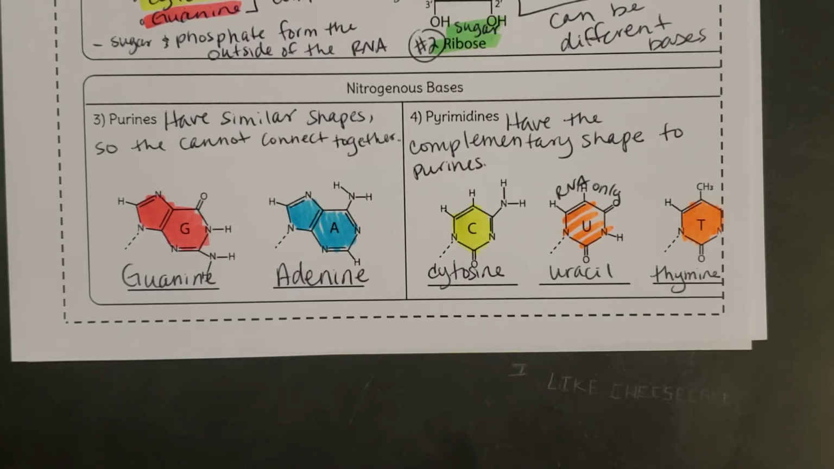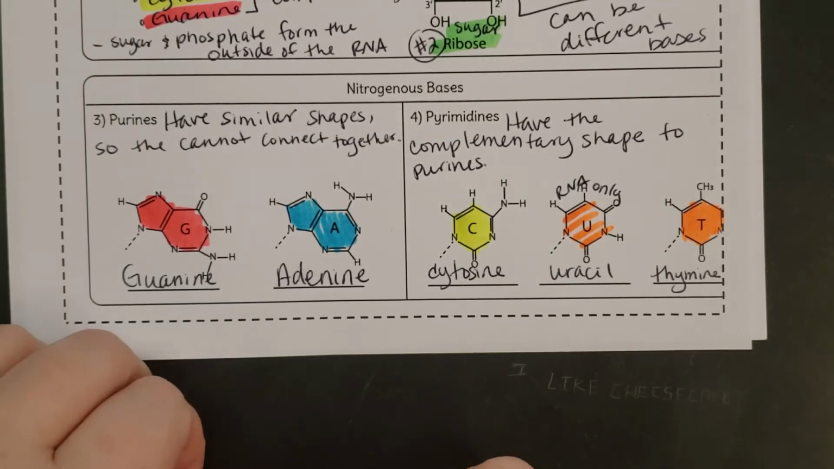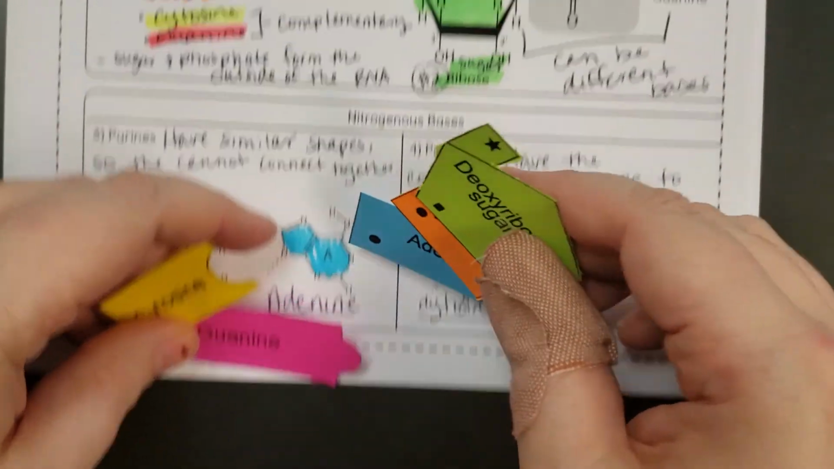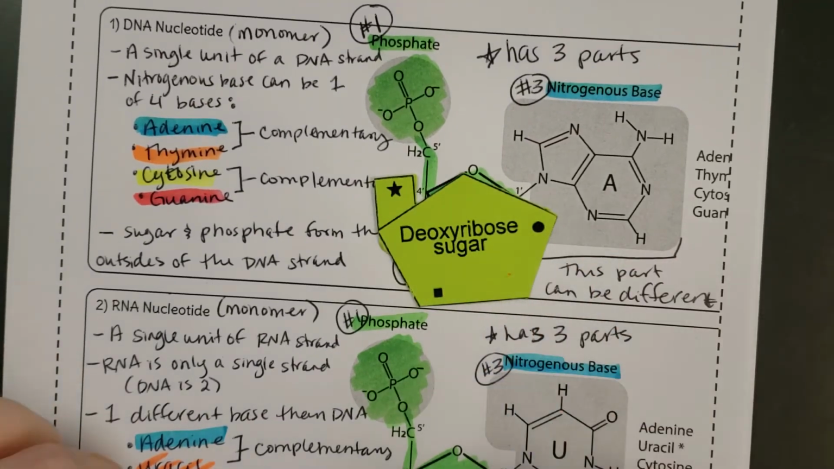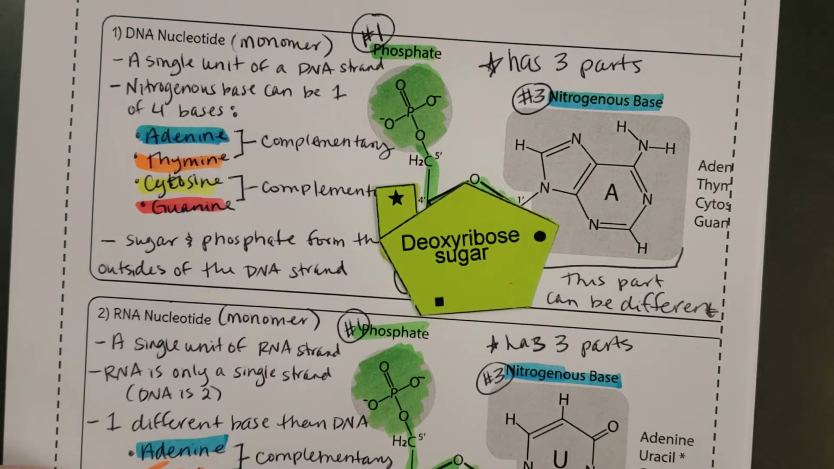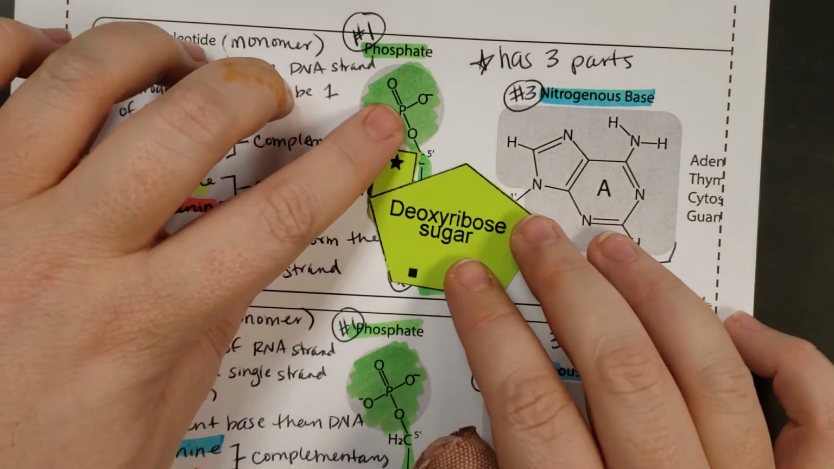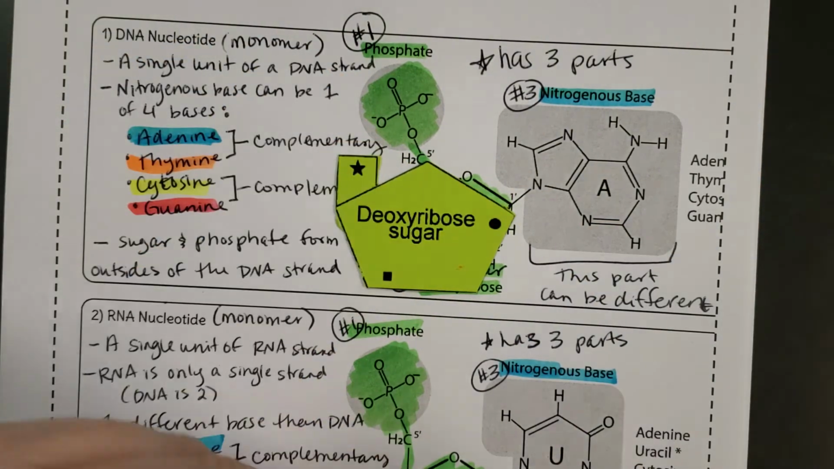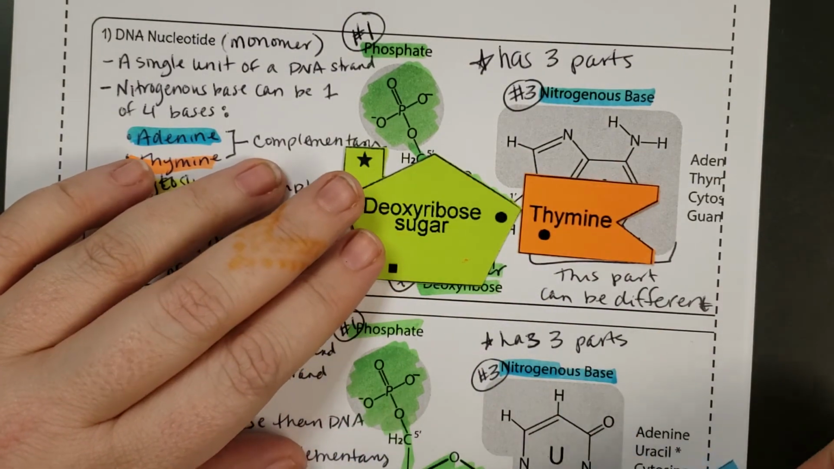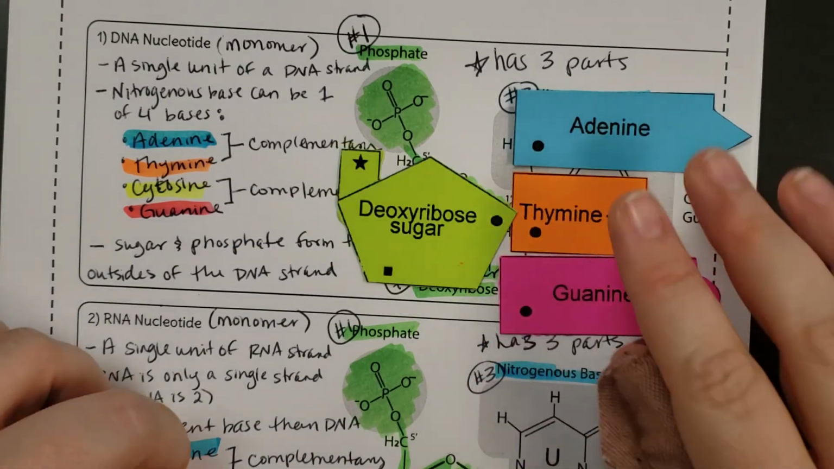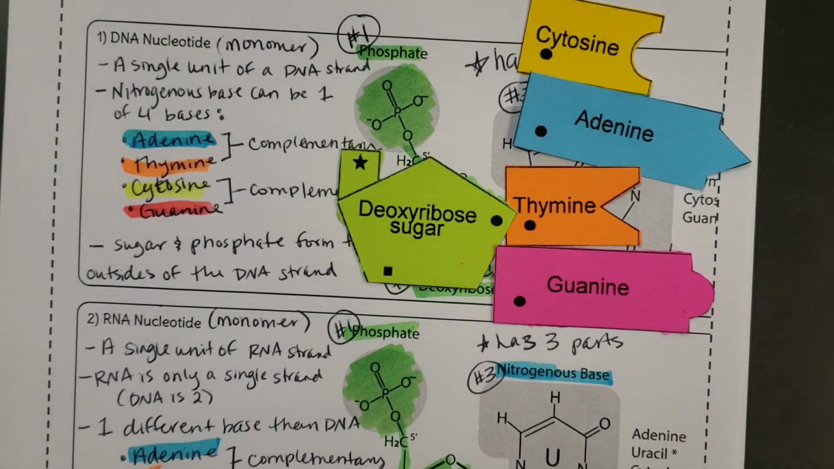Okay. All right. So just a quick recap, here are the parts that we just talked about. This is our deoxyribose sugar. And then we have a phosphate group that would connect to here. And then over here on the side, it could either be thymine, adenine, guanine, or cytosine. Okay? So when we make our models, these are the colors that we're going to be using. Watch the next video for part 2.